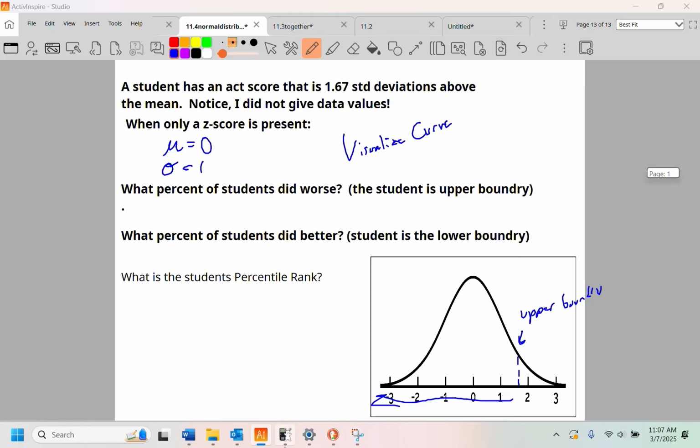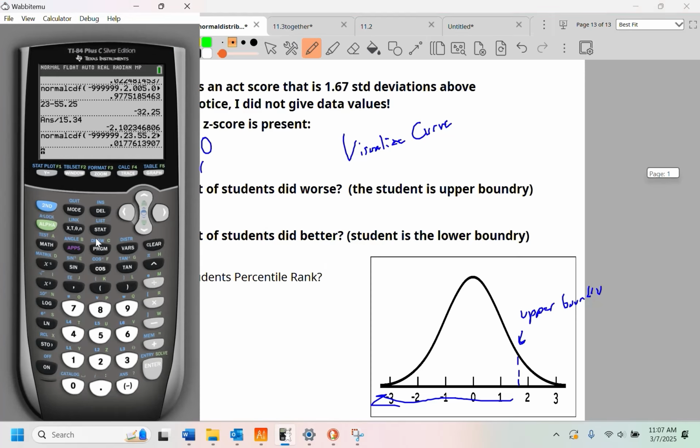So we'll go through second VARS, normal cumulative density function. And if I want to know who did worse, the kid is the upper boundary. The lower boundary is going to be your negative 999,999. Your upper boundary is 1.67. Since I'm using z-scores, the mean, mu, is 0, and the standard deviation is 1. And I hit the paste key.